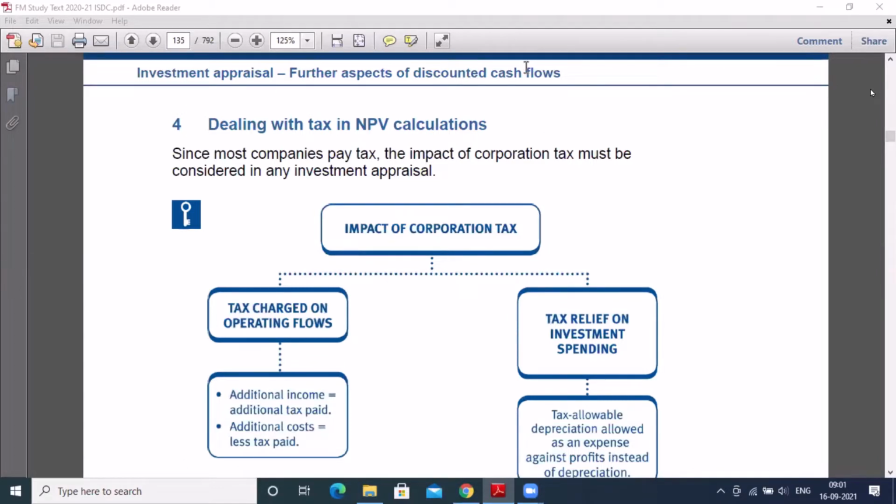Now, the coming concept, this tax effect, whatever we will be discussing, I believe this particular concept will clarify that particular issue. So don't worry about this. Once we are done with this tax effect on NPV, then you can easily understand that.